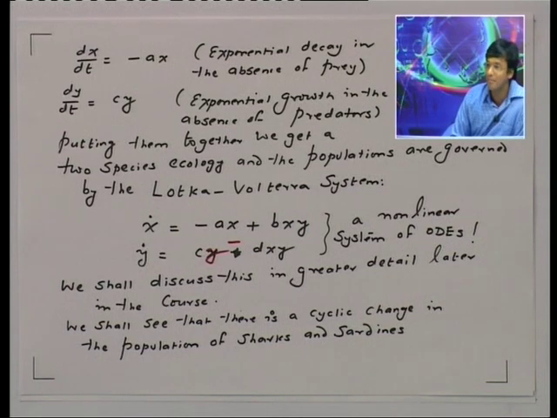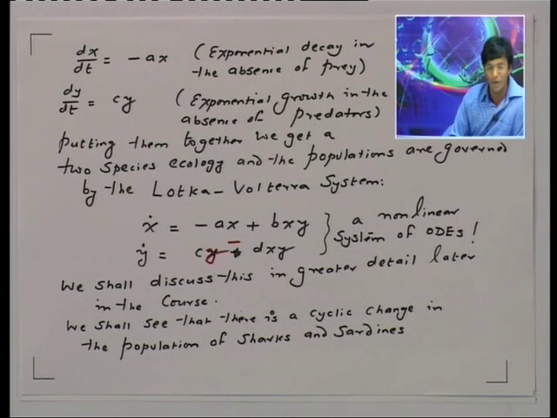It is going to multiply, and this interaction is going to be unfavorable to the mice and favorable to the cats, and so there will be a plus sign when you look at the predator, and there will be a minus sign when you look at the prey. You can also consider other possibilities.